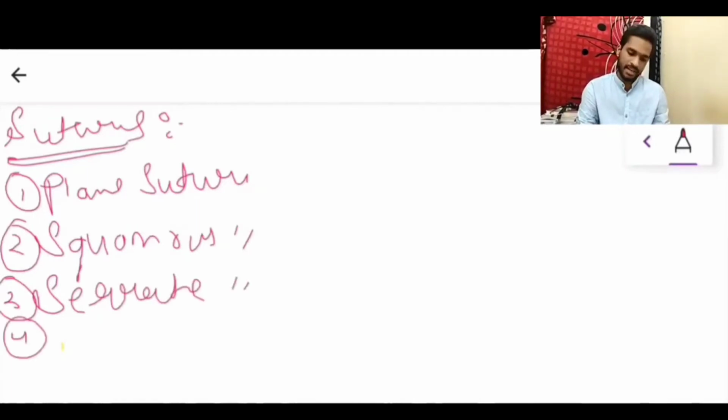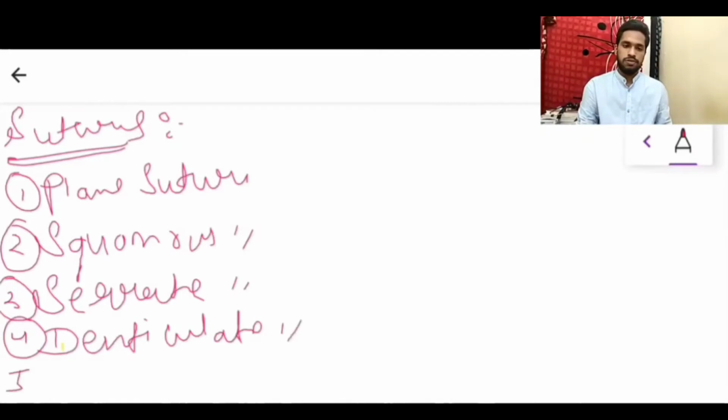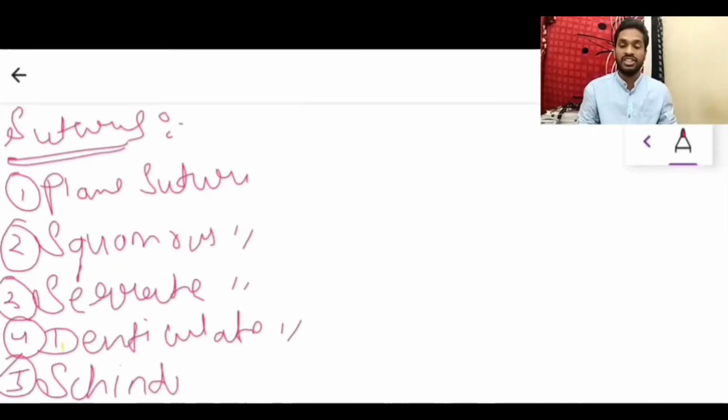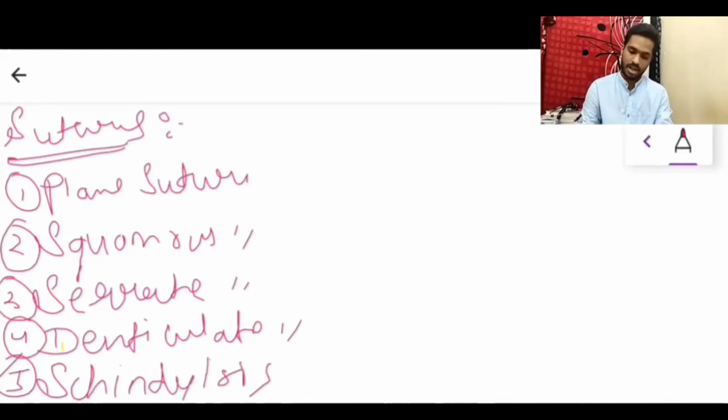Fourth we have a denticulate suture. And last we have syndesmosis. It is also known as wedge groove joint. Okay, it is also known as wedge groove joint. You can write it, and the spelling is actually gomphosis... so all these kinds of joints have a few examples and a few arrangements, which is very important to know.